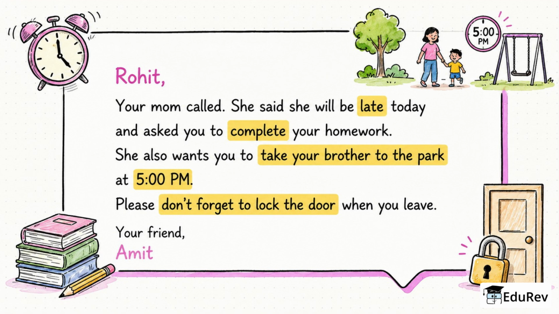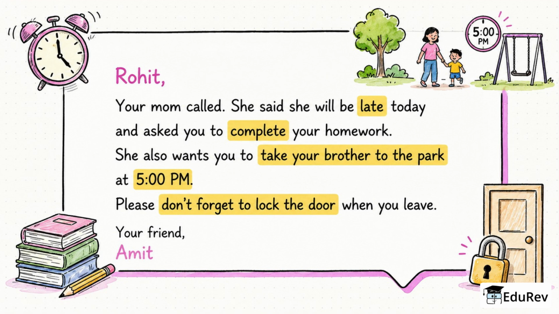It goes like this. Rohit, your mom called. She said she will be late today and asked you to complete your homework. She also wants you to take your brother to the park at 5 p.m. Please don't forget to lock the door when you leave. Your friend, Amit. Notice how incredibly concise this body text is.